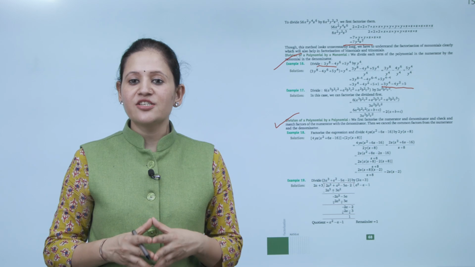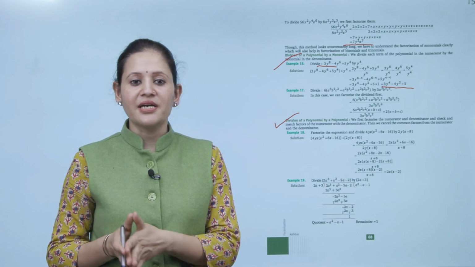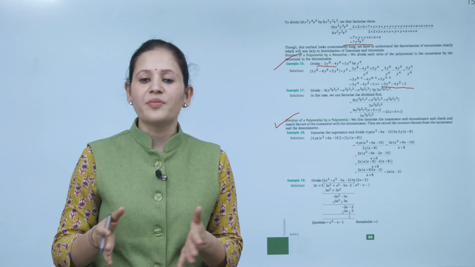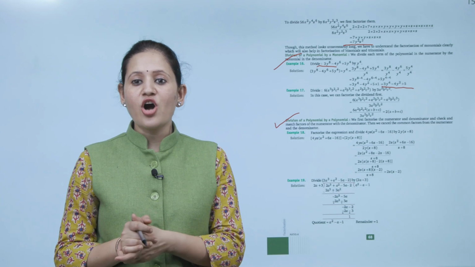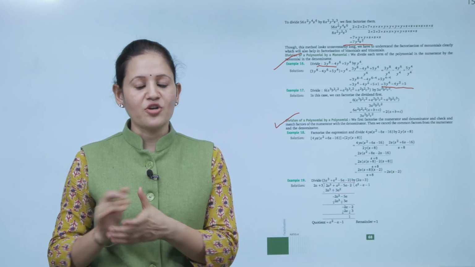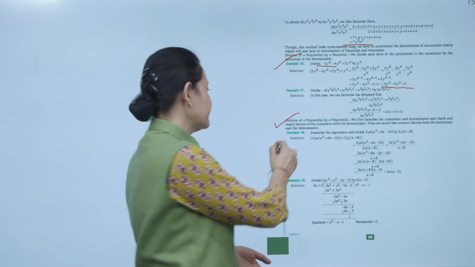Next is division of a polynomial by a polynomial. We first factorize the numerator and denominator and check the matching factors of the numerator and denominator. Then we cancel the common factors from the numerator and denominator. We'll take an example here.